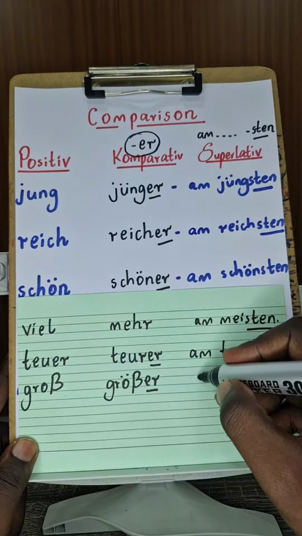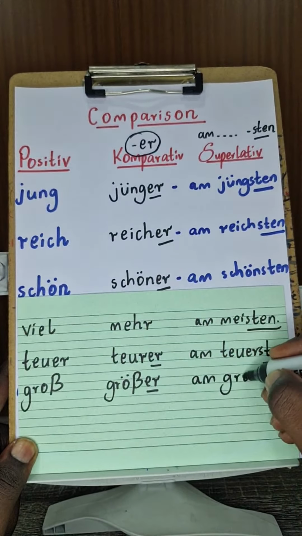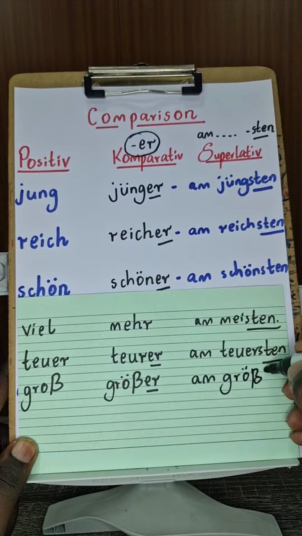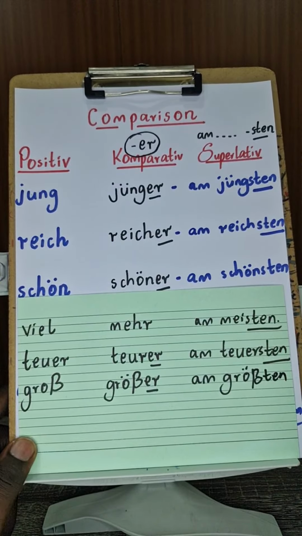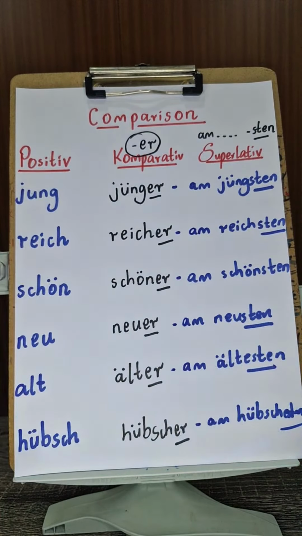So groß now becomes größer. And then in the superlative, it becomes am größten. Look at that: groß, größer, am größten. Okay, so those are some few examples I picked for us.